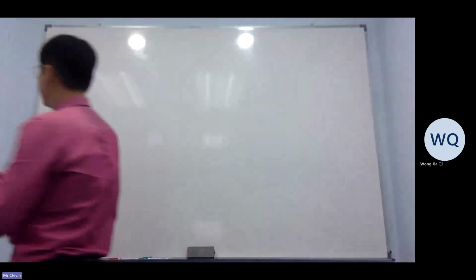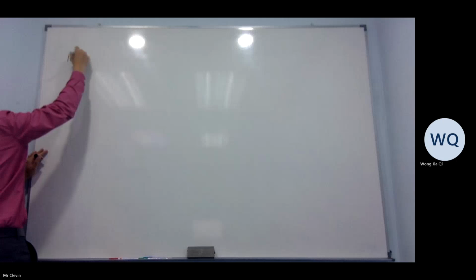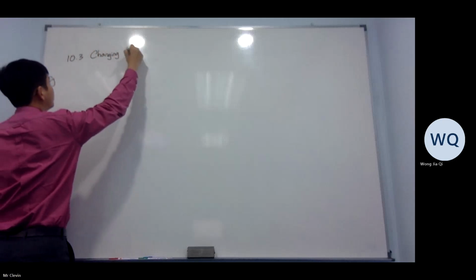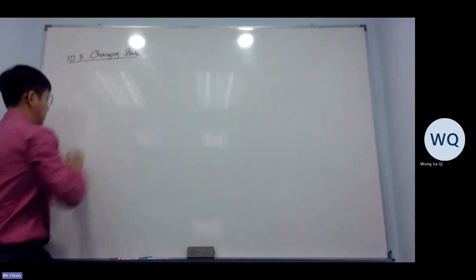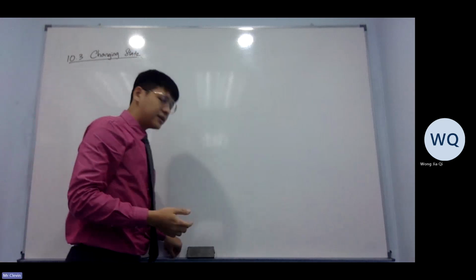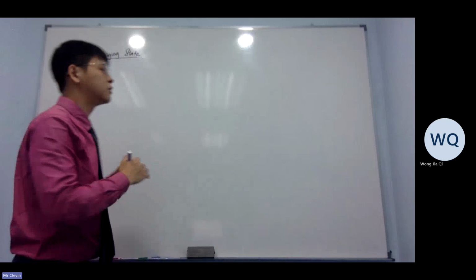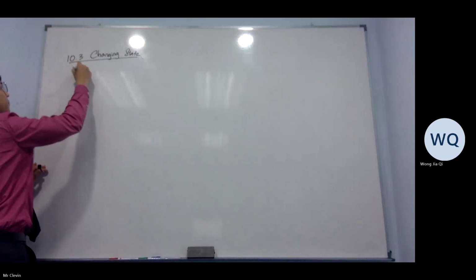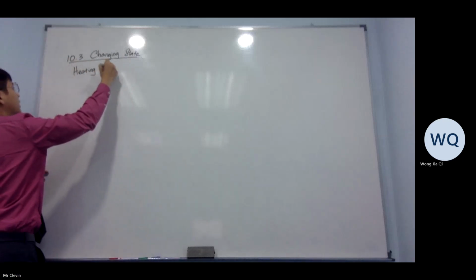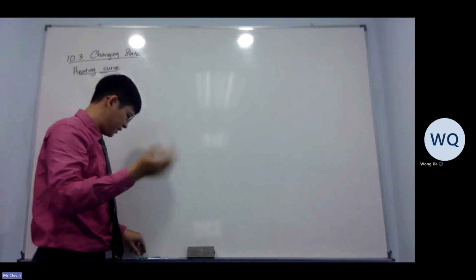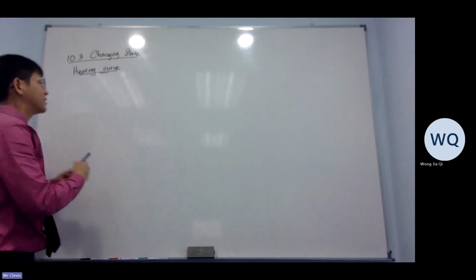Now, let's take a look at 10.3. 10.3 is about changing state. So what are the things that you need to know in changing state? First, you need to know something we call a heating curve. Before I go into a heating curve, let's run through the basics that you have learned.